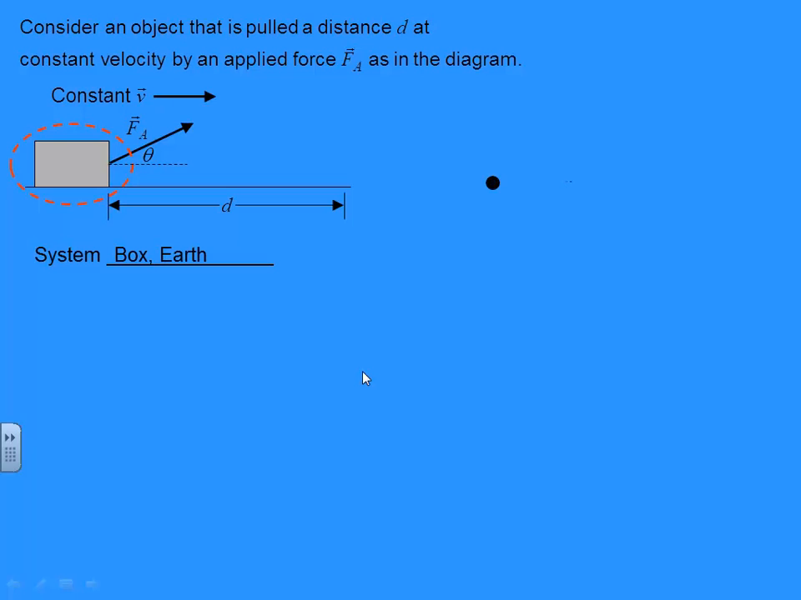So let's draw a quick force diagram. Here is our applied force at an angle theta, which we can of course break up into F of AX and F of AY. We have an upward support force or normal force, a downward force of gravity, which must balance the F of N and F of AY. And then we have a force of kinetic friction, which must balance F of AX, as it is not accelerating in any direction.